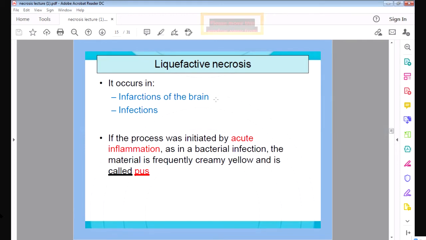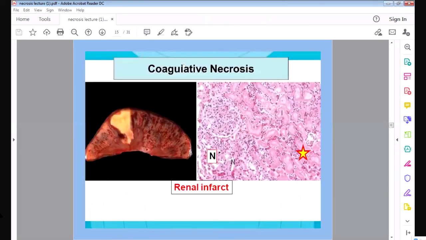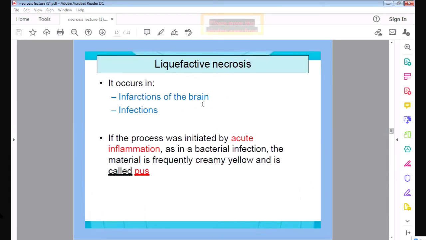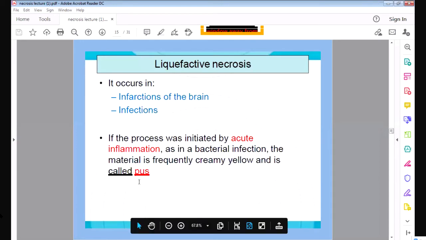Which necrosis does the heart undergo? Heart undergoes coagulative necrosis. Kidney, coagulative necrosis. But brain, it is a liquefactive necrosis. Liquefactive necrosis occurs in the brain, and also in some infections because pus formation is there. Especially in bacterial infection, Staphylococcus aureus, it forms a yellowish fluid, and that is called pus. And this pus is a collection of neutrophils.